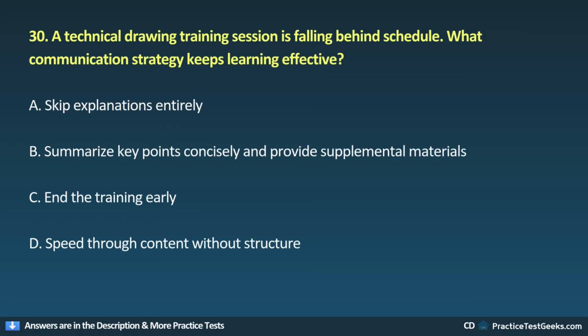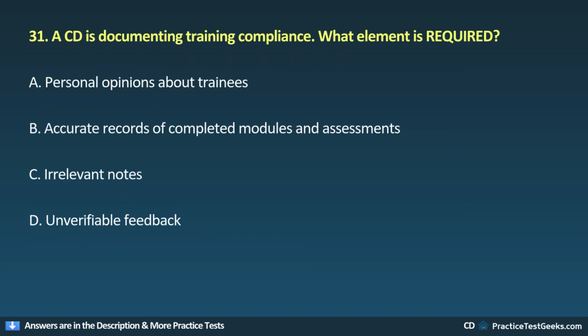30. A technical drawing training session is falling behind schedule. What communication strategy keeps learning effective? A. Skip explanations entirely. B. Summarize key points concisely and provide supplemental materials. C. End the training early. D. Speed through content without structure.